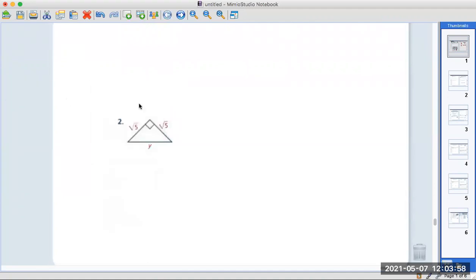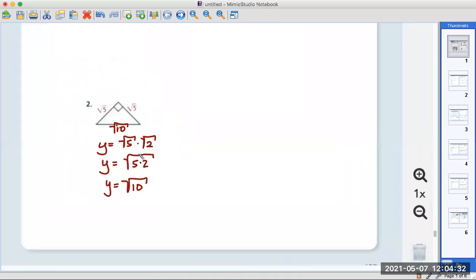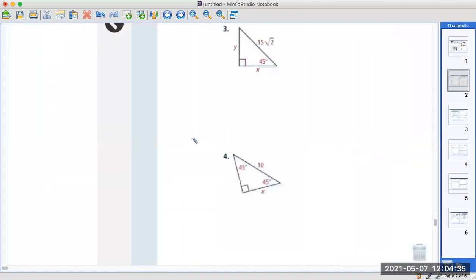Okay, let's look at number 2. It's the same thing. The hypotenuse is the leg times the square root of 2. We can multiply these numbers out under one radical. And leave your answer in radical form, it says. And we're done with this. So that's how you use this little shortcut to find the missing length.